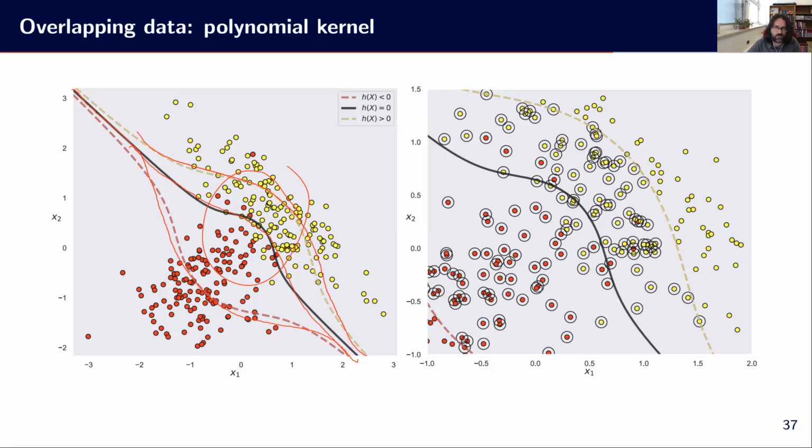This is a correct way, but we can see on the right that there are many support vectors here. So many samples are in the margin, and several of them are misclassified. But that seems to be the best we can do with that setting.